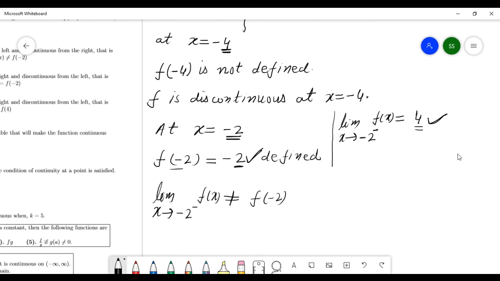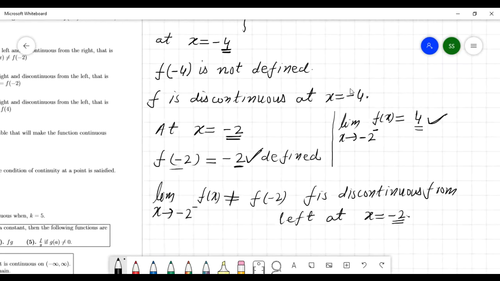Okay, so here f is discontinuous from the left at x equal to -2, discontinuous from left. Okay, now check from the right.